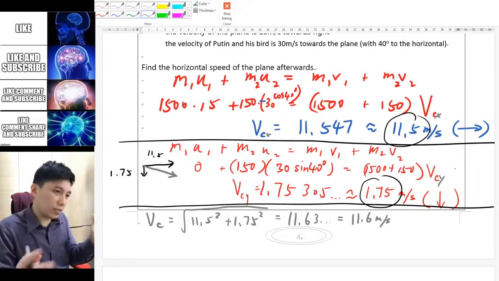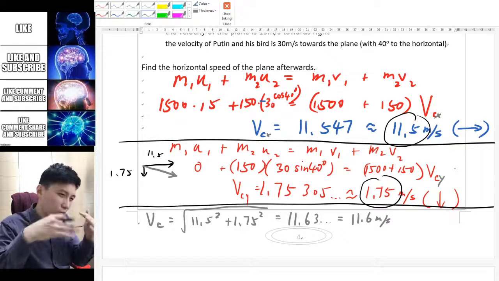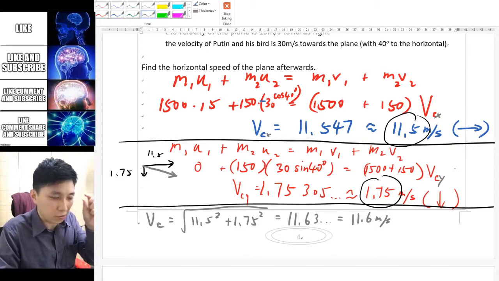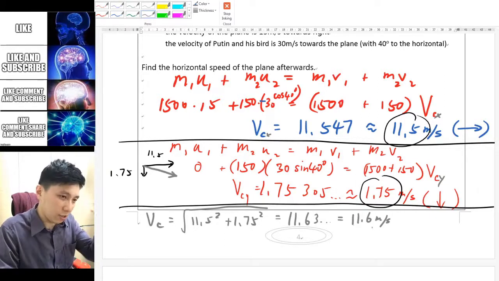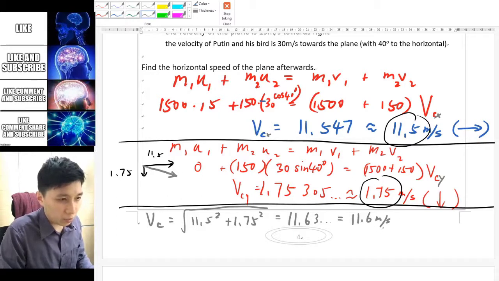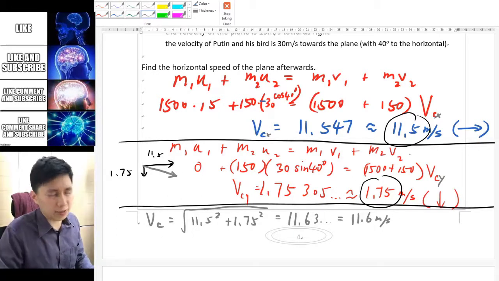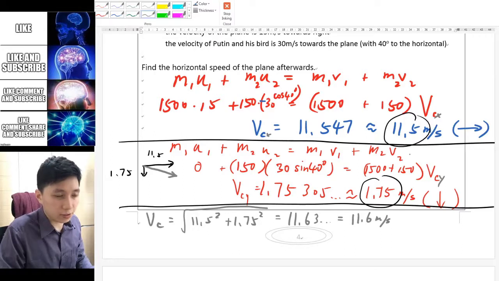Obviously you can tell that the vertical motion doesn't really affect much because it's so small compared to the horizontal one. So that's why it doesn't change so much. It was 11.5 horizontally, and now in total it's just 11.6 altogether. And that is the final velocity.